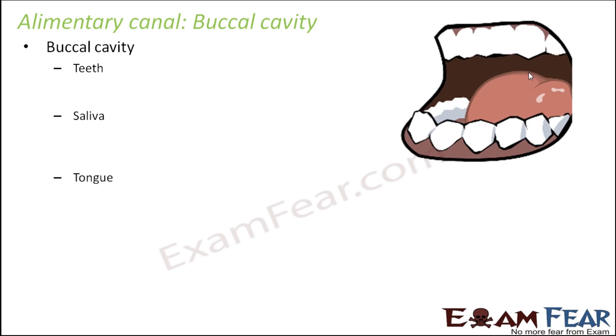So now we are going to talk about each of them in detail. So let us start with teeth. So what does it do? Teeth help to crush food into pieces.